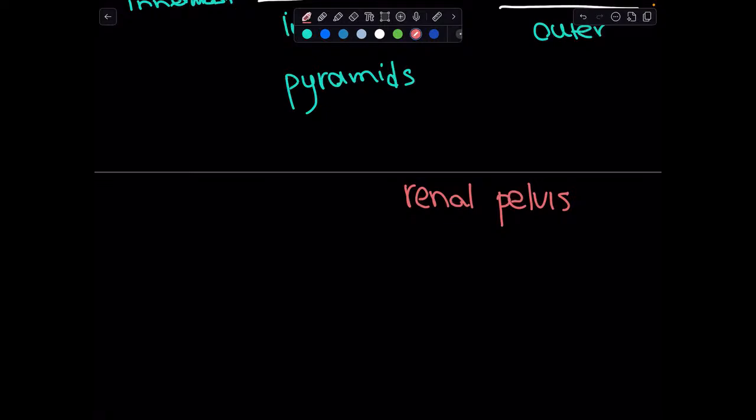What do you mean? The calyces are small cup-like cavities. They collect urine from the renal pyramids and pass it into the renal pelvis. Is the renal pelvis big? Not particularly. It's large enough to gather urine from all the calyces, but still fits snugly within the kidney. Is it like the head of the ureter? Yeah, you could think of it that way. It's where the ureter starts.